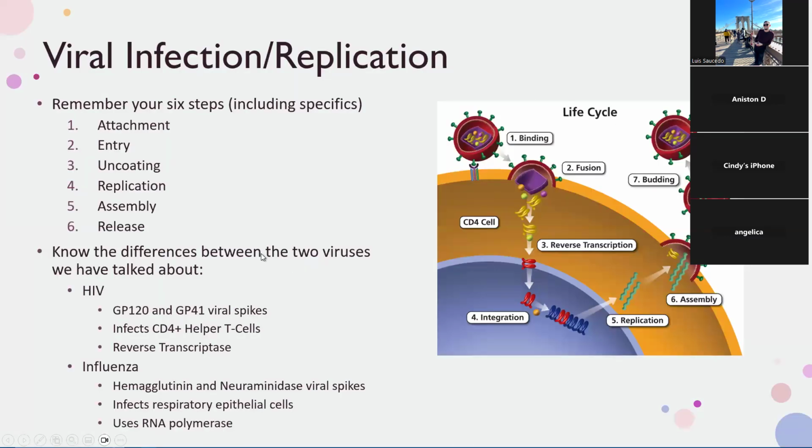And then the viral infection replication chain, like I mentioned before, you have the six steps: attachment, entry, uncoating, replication, assembly, and release. And then being able to identify the differences between the two viruses we talked about in this class. So HIV will have the GP120 and GP41 viral spikes. It infects the CD4 helper T cells, and it utilizes the enzyme reverse transcriptase to replicate. Whereas influenza uses hemagglutinin and neuraminidase. It infects the respiratory epithelial cells, and it uses straight RNA polymerase, so no going backwards into DNA, then back into RNA.